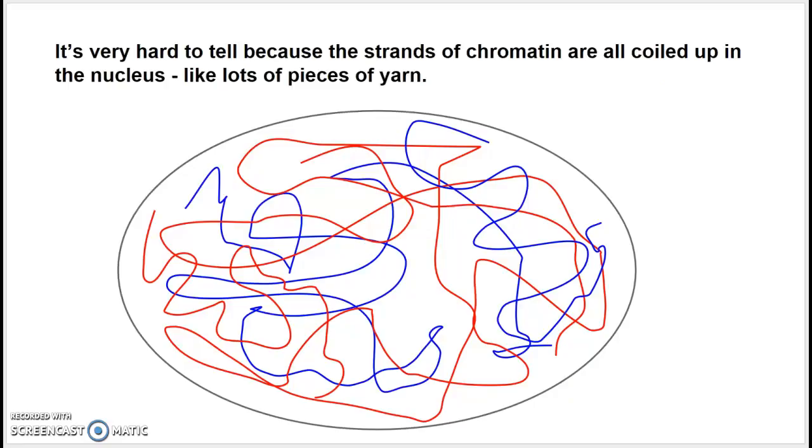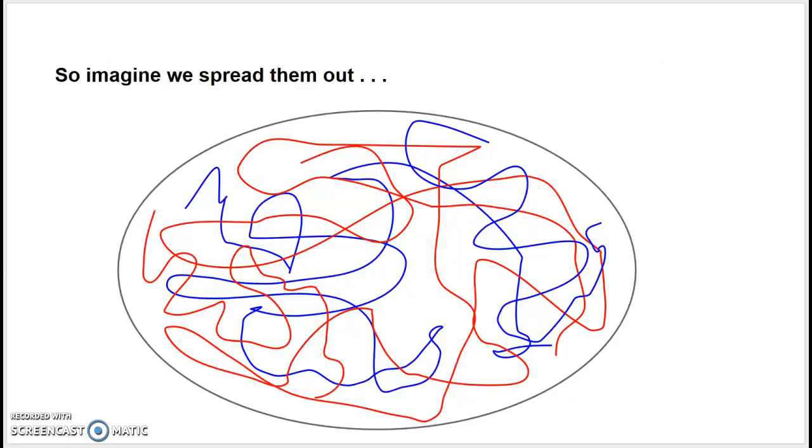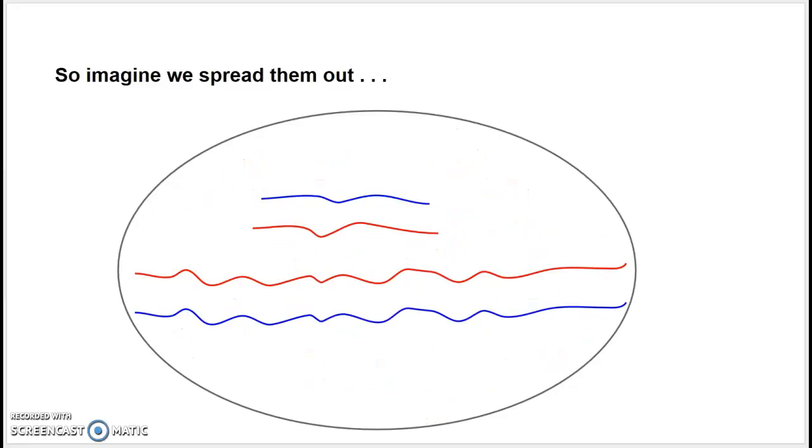So imagine the way we're going to figure this out is I took them and spread them out. I pulled them all apart and laid them out one by one. If I did that, it looked like this. Now we can see exactly how many pieces there are, right? There are 4 individual pieces of chromatin: 1, 2, 3, 4. Don't worry about the color coding yet.